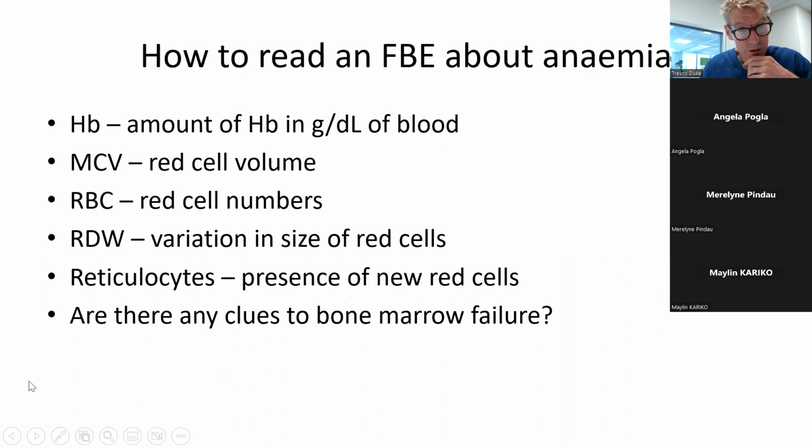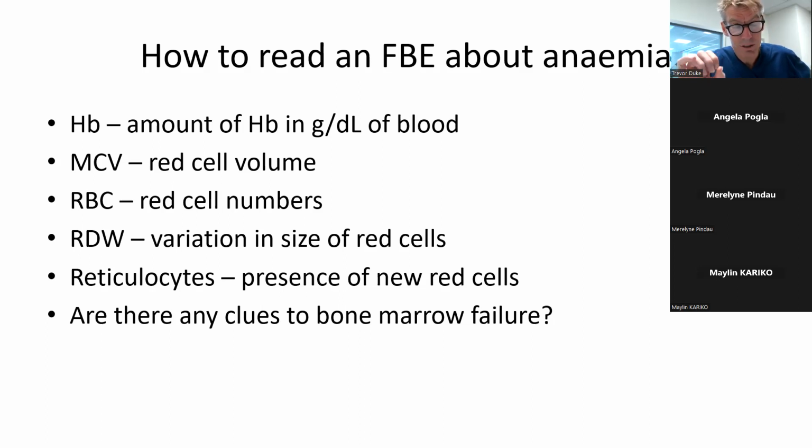I wanted to talk about how we read a full blood count, because we often get full blood examinations, but I don't think we spend that much time reading them properly so that we really understand how to read a full blood count in a child with anemia. Of course you look first at the hemoglobin. That's obviously the amount of hemoglobin in grams per deciliter usually, or grams per litre in the blood. You then look at the MCV, the mean cell volume, and that tells you about the size of the red cells, the volume of the red cells.